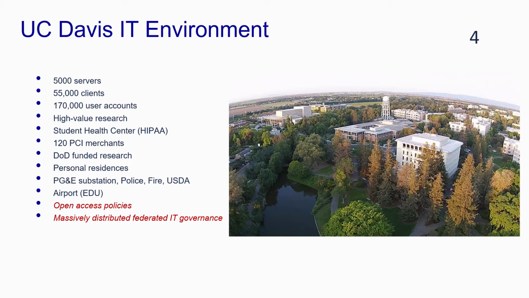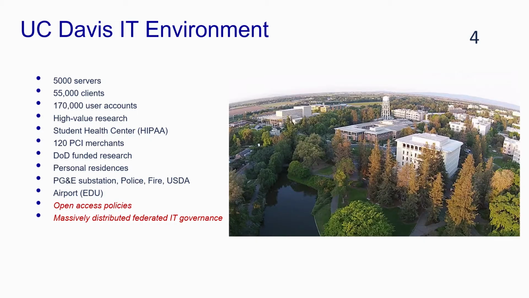But a thing that a lot of people don't realize, and it's different than a typical enterprise, is that we have a huge variety of other things we have to deal with. Student health center, we have a clinic with patients, and so if you know about HIPAA, then we're subject to that. We have about 120 credit card merchants on campus. They sell tickets to games and sweatshirts, and you can buy genome services, whatever. A huge number of those on campus, and you're subject to PCI in that case. We have a lot of DoD funded research. It's a little bit surprising, but we do.